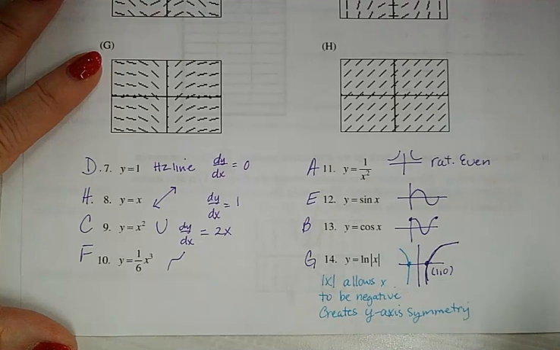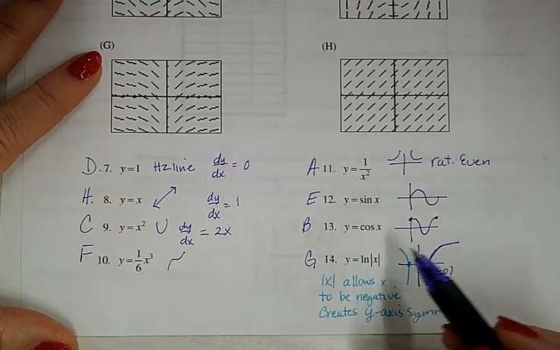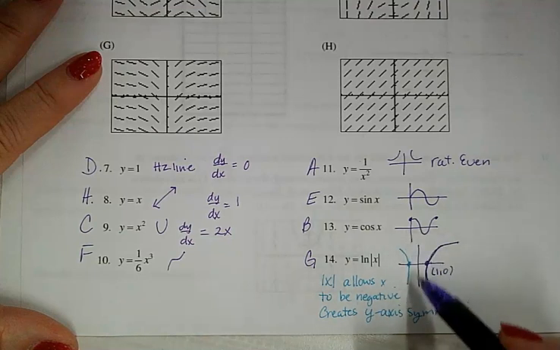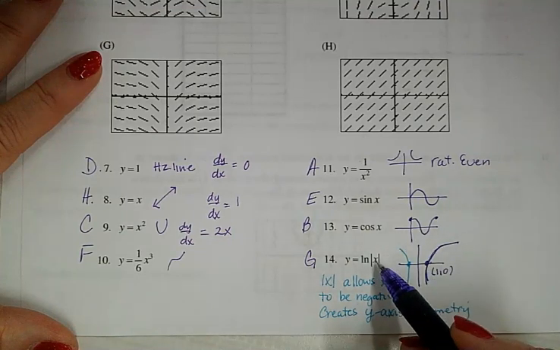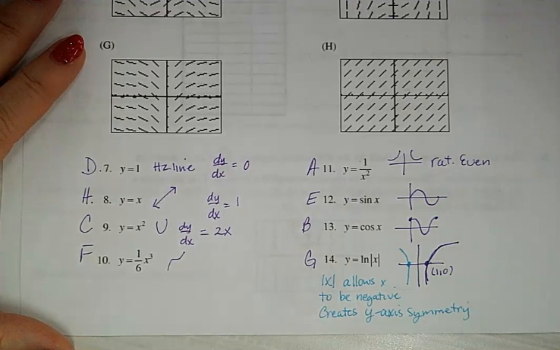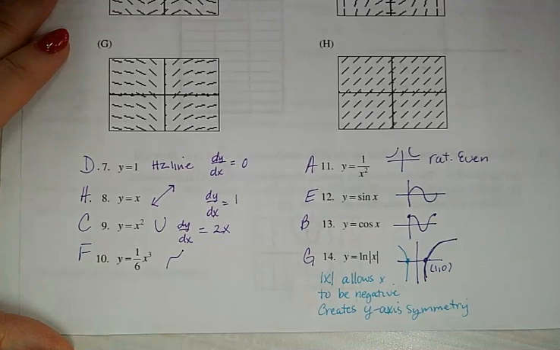So what that actually does here is it creates y-axis symmetry and a second branch that can be across here, because we know that it can't be on the vertical axis because you can't take the natural log of 0. Okay, so that's one of those guidelines. All right, so let's move on to some more interesting questions on example 5.